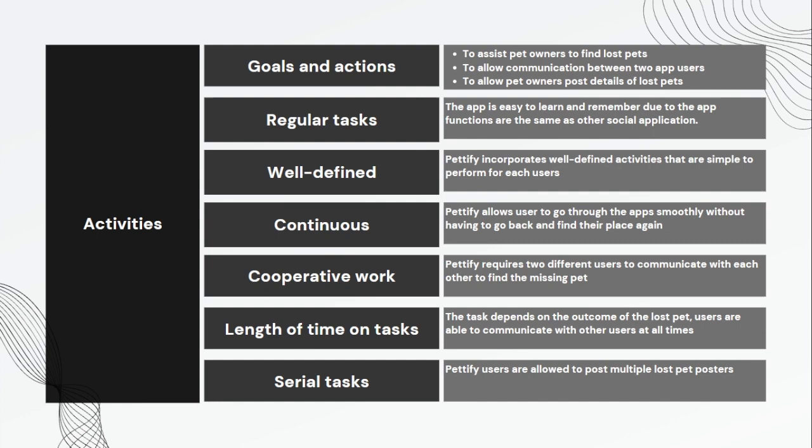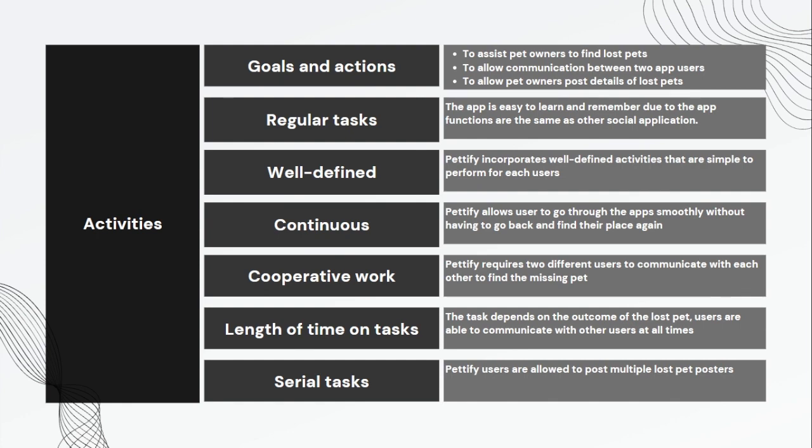Moving on is the well-defined. Pettify incorporates well-defined activities that are simple to perform for each user. Next is continuous. Pettify allows users to go through the app smoothly without having to go back and find their place again. Cooperative work. Pettify requires two different users to communicate with each other to find the missing pet.